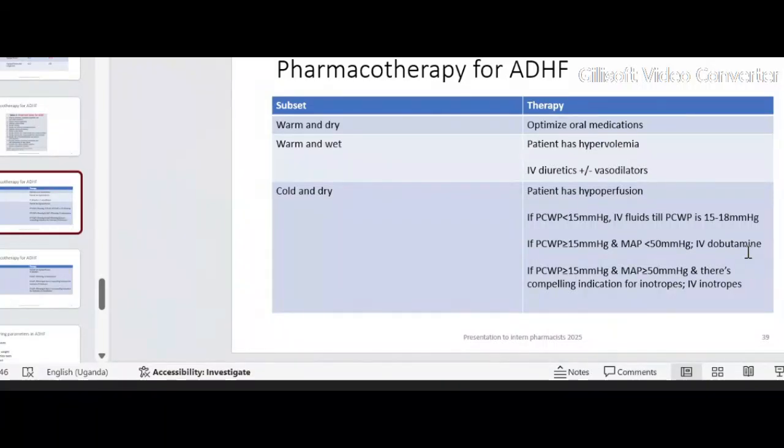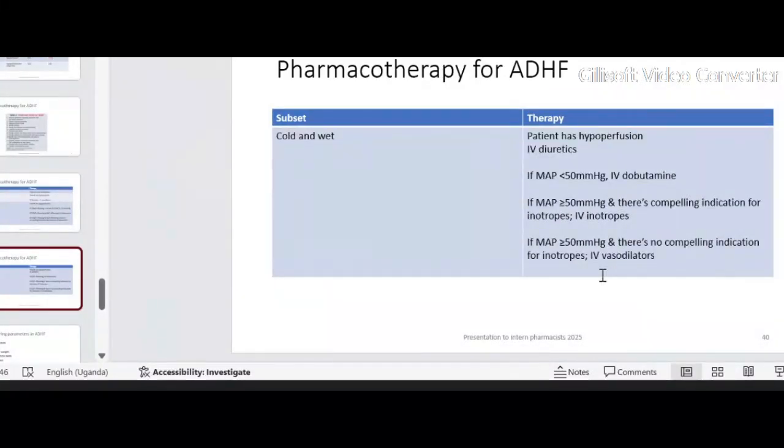PCWP greater than 15 and a MAP of 50 and above. And if they need an inotrope, you also initiate them. For example, if they are septic, if they are going into sepsis, you might need to initiate an inotrope for them, despite them having a MAP of 50 and above, or PCWP above 15.